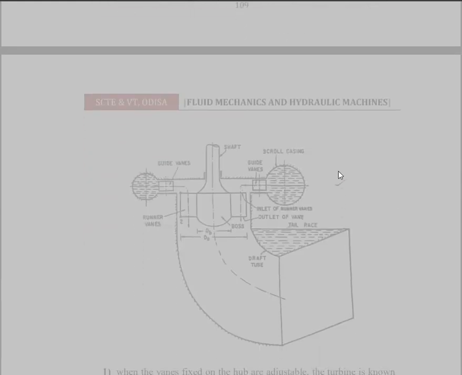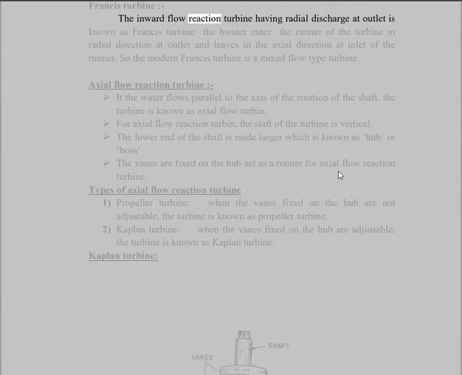109. Francis turbine. The inward flow reaction turbine, having radial discharge at outlet, is known as Francis turbine. The water enters the runner of the turbine in radial direction at inlet, and leaves in the axial direction at outlet of the runner. So the modern Francis turbine is a mixed flow type turbine.